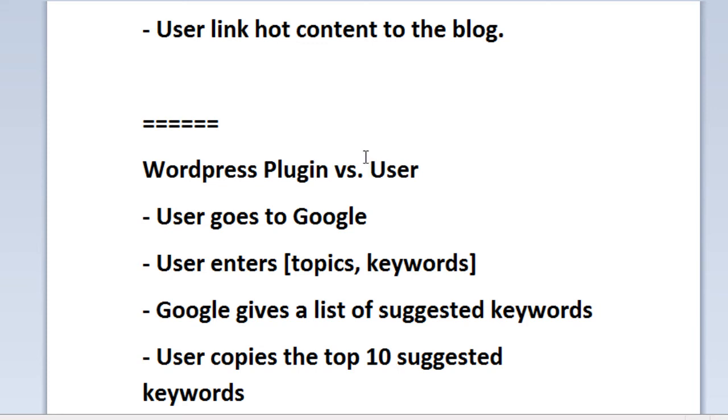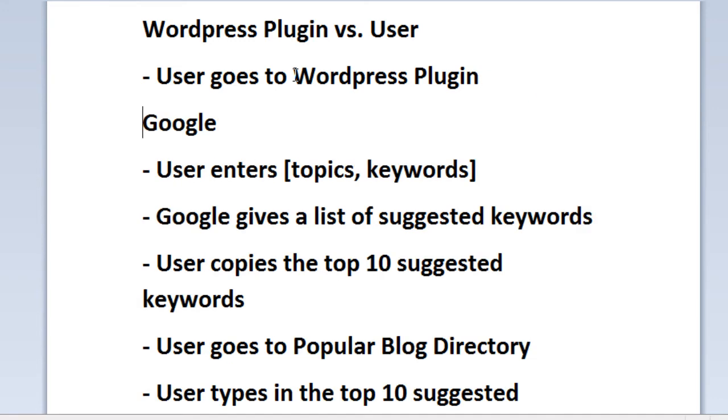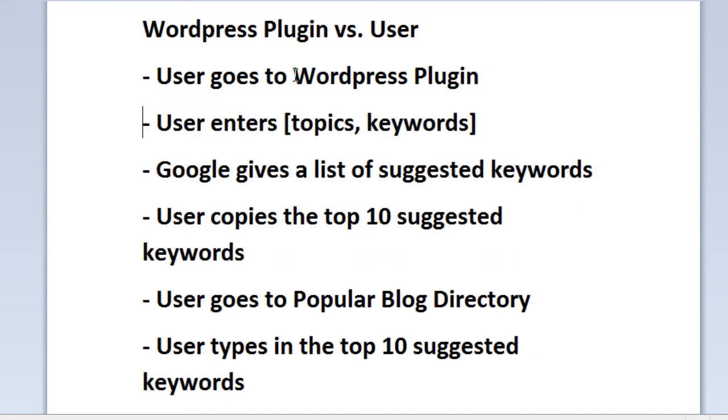Okay, so starting from the beginning again. User goes to Google. Now, in this case, the user is going to have to stay inside of the WordPress plugin. They're not going to be able to leave or anything like that. We're going to want them to be able to click a button and it all happens. All right. So user goes to WordPress plugin after they have activated it. And then the user enters maybe a keyword.